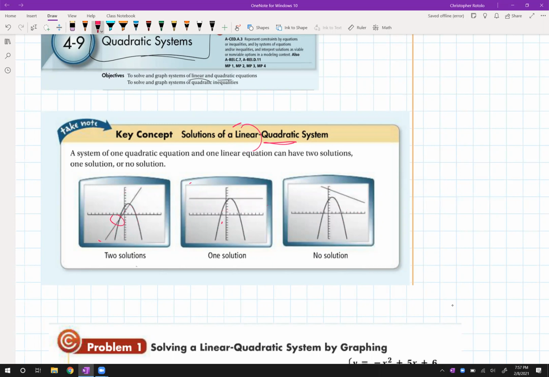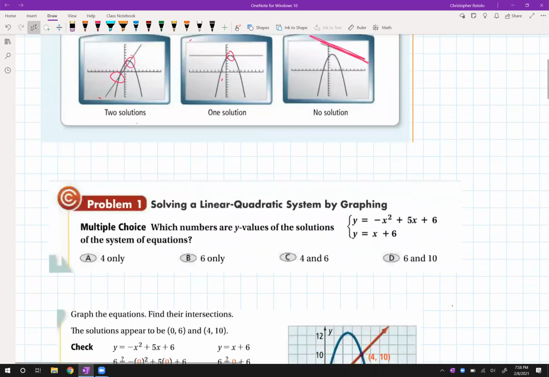What can happen is we can find two solutions, right? The line can go through that U shape in two places. It could go through right at the vertex as a horizontal line like this, or there's a chance that they don't touch at all, like this diagonal line and that parabola right there. Okay, so those, we don't have special names for them, so nothing really stressful about this.